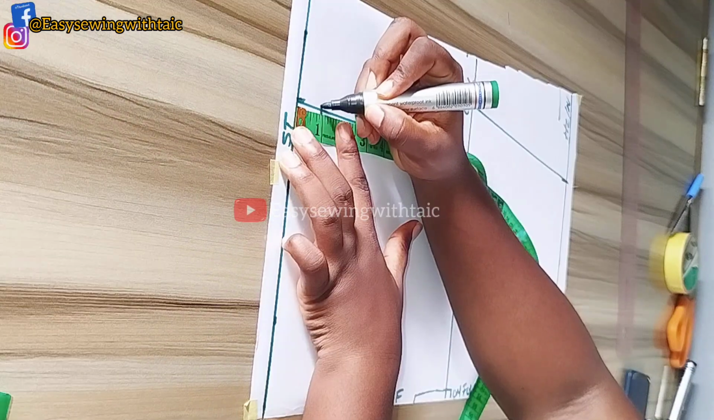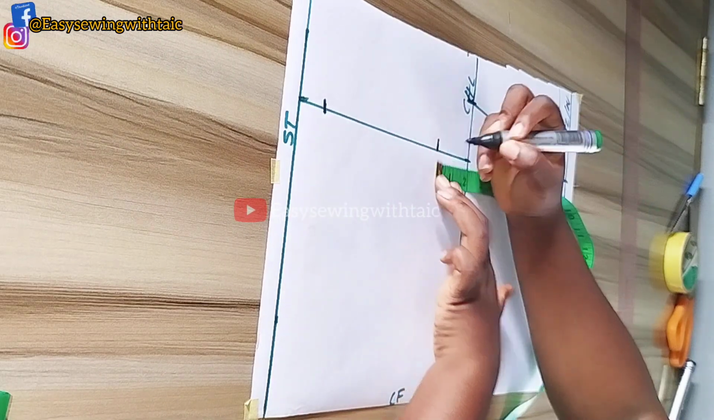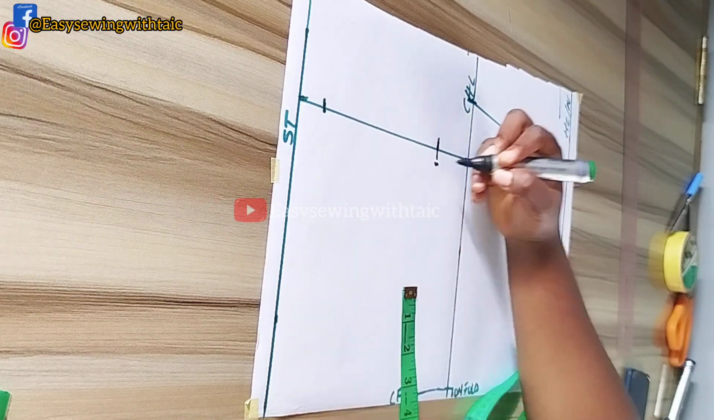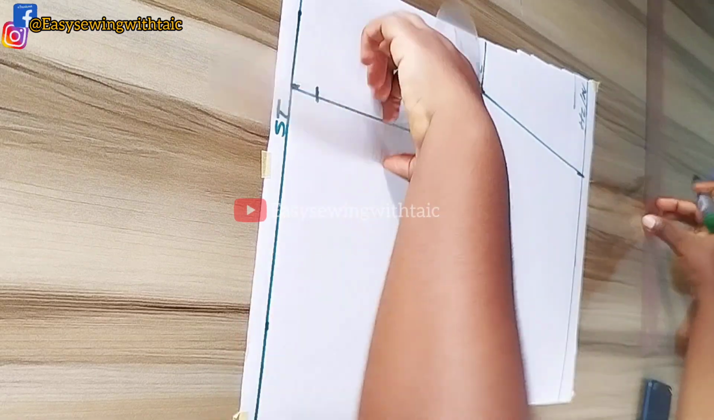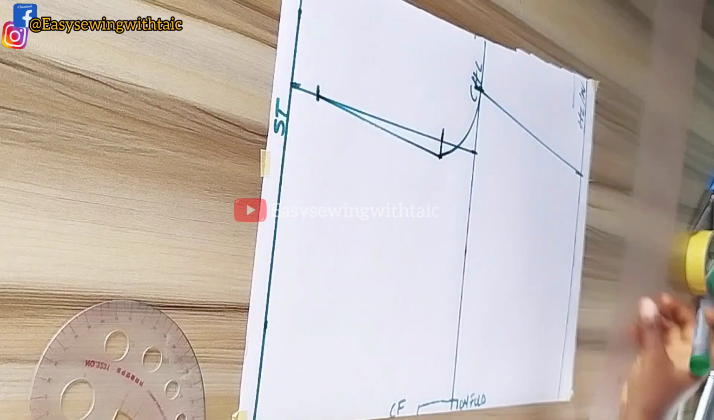From the start point, I came down by 1 inch for the shoulder slope, and from the chest line, I came up by 2 inches, after which I went in by ½ inch. I'm plotting the front armhole curve. Then I'm just going to connect the 3 points together this way using the armhole curve and the ruler.